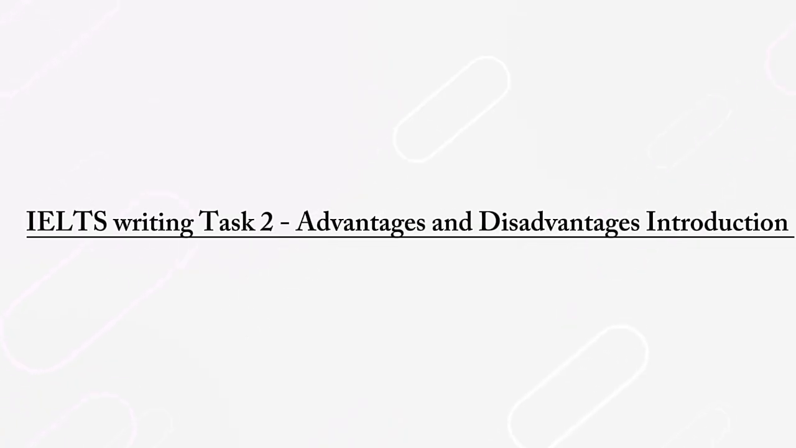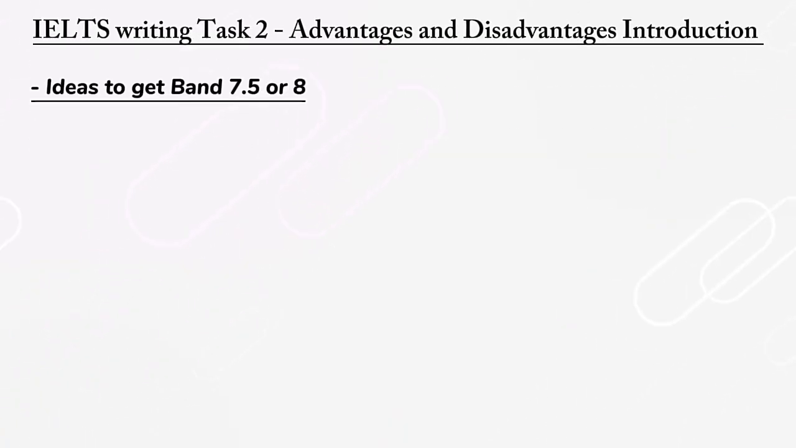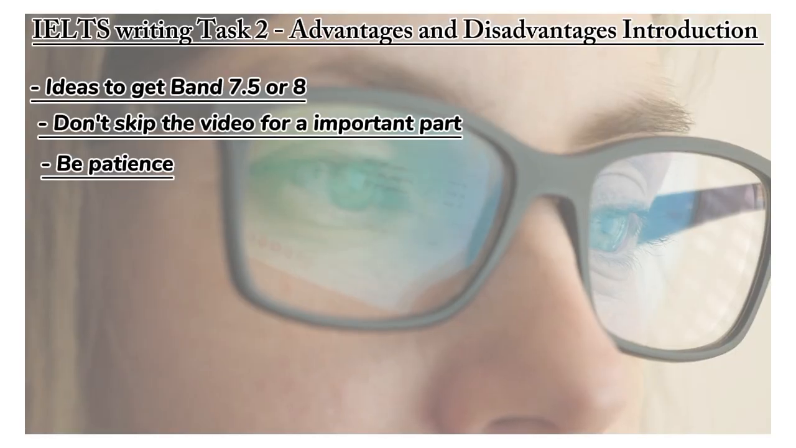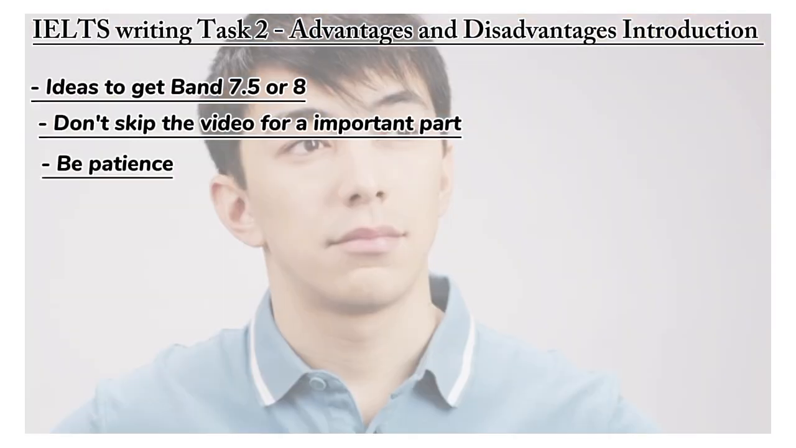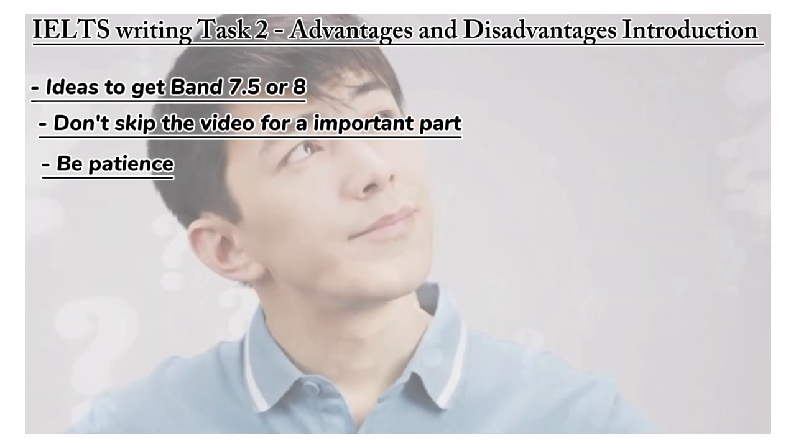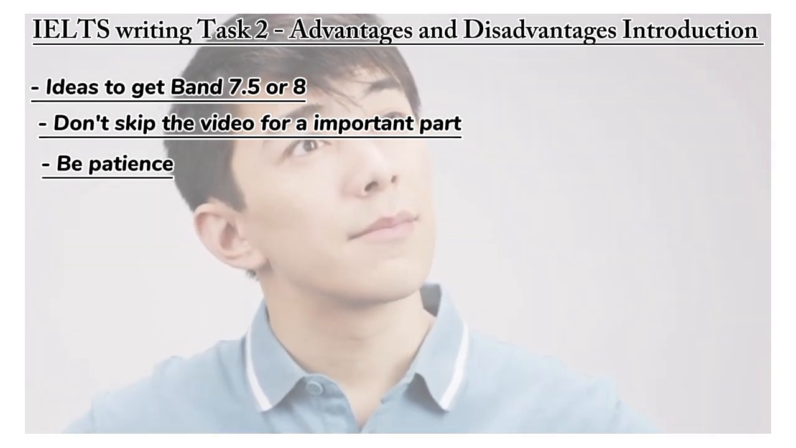In this lesson, we're going to learn together how to get a band 7.5 or 8 in Writing Task 2. Don't skip any part because maybe you'll leave the part you needed the most, so be patient and watch this video carefully. After this, you will perfectly master Introduction of Writing Task 2 Advantages and Disadvantages.